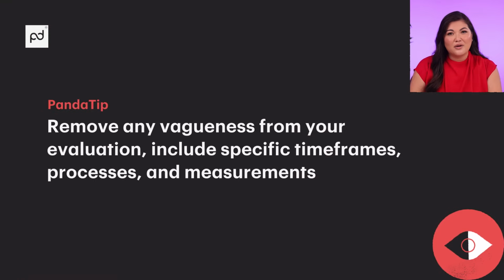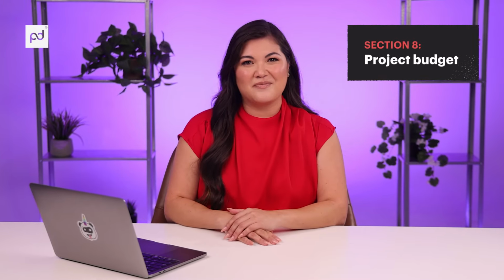Our Panda tip here is to remove any vagueness from your evaluation. It's got to include specific timeframes, processes, and measurements. It's finally time to talk money. Welcome to the project budget section, the final portion of your grant proposal.